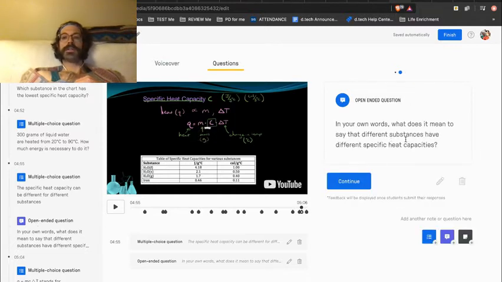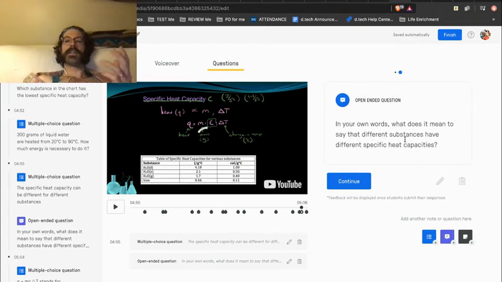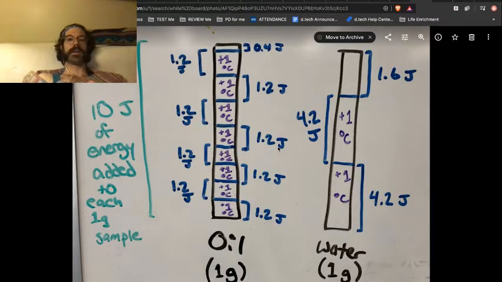In your own words, what does it mean to say that different substances have different specific heat capacities? There's a wide range of how you all worded this, but I think the basic idea is that if you keep the amount of heat that you add constant, and let's say you were to be adding the same amount of heat to each of these 4 substances, they would increase in temperature by 4 different amounts. In other words, each of these 4 substances would experience a different temperature change for the same heat input. Same idea over here.